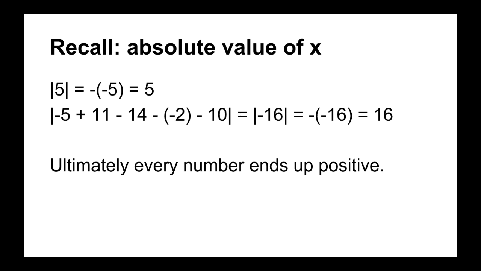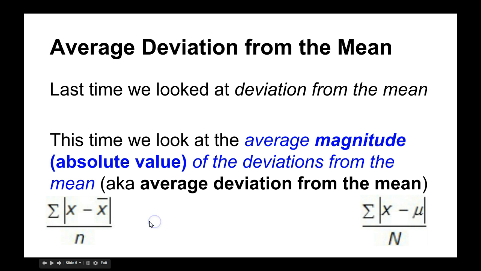Now, let's take a look at these examples. The absolute value of 5 is also equal to the negative of negative 5, and that ends up being 5. And the same if you take a longer series of numbers, negative 5 plus 11 minus 14 minus negative 2 minus 10, and you take the absolute value of all of that, you end up with the absolute value of negative 16, which also happens to be equal to the negative of negative 16, which also equals 16. Ultimately, your goal is to have every number ending up positive.